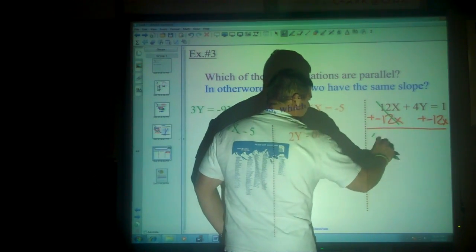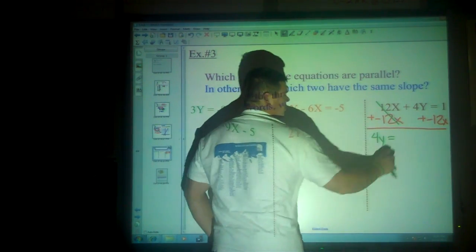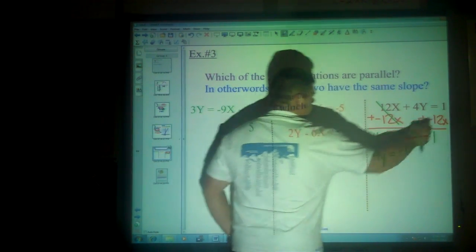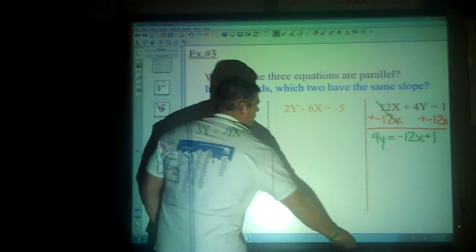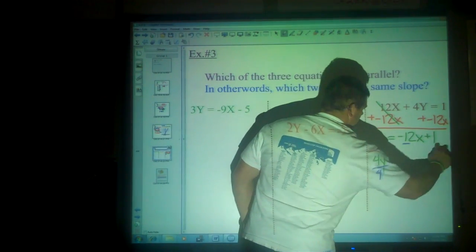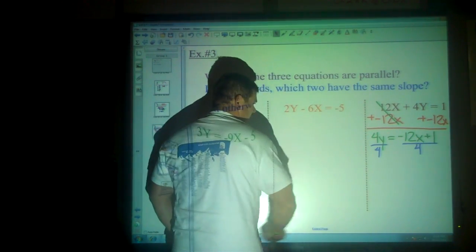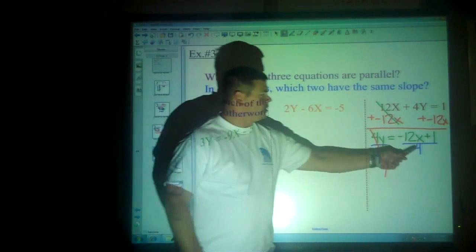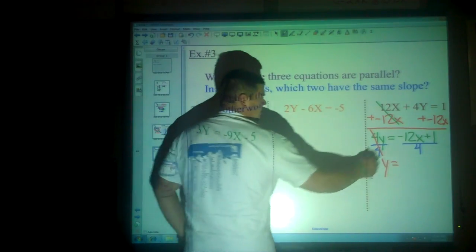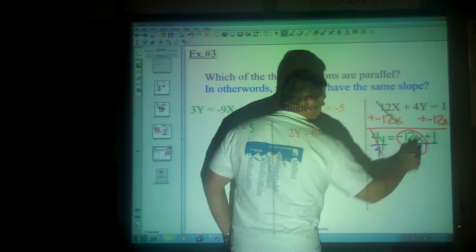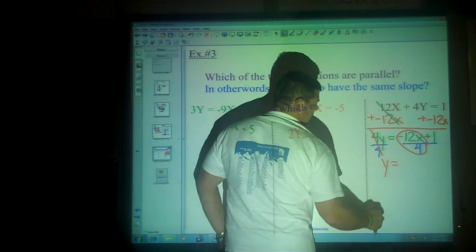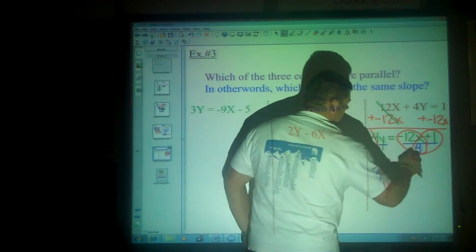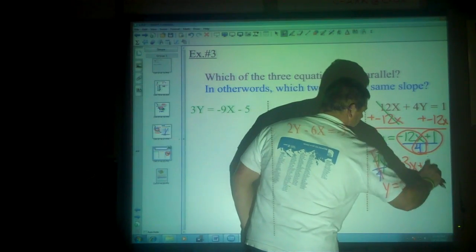Those now cancel out. 4y now equals, since it's addition, I'll put the x's in front, negative 12x plus 1. Just don't forget it's a negative 12x. We then divide by 4. And when we divide by 4, we end up with a heart-shaped division scenario. I'm going to take this right here and divide it by 4. So negative 12x divided by 4 is going to give me negative 3x. And I'm going to take this 1 and divide it by 4, which is 1/4.